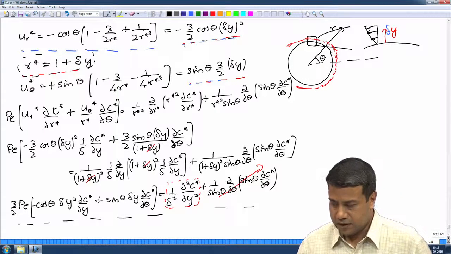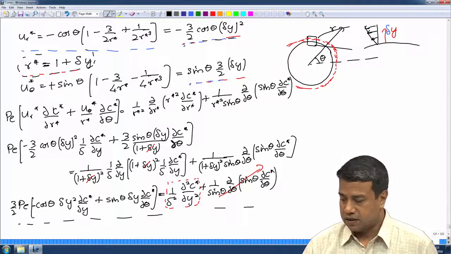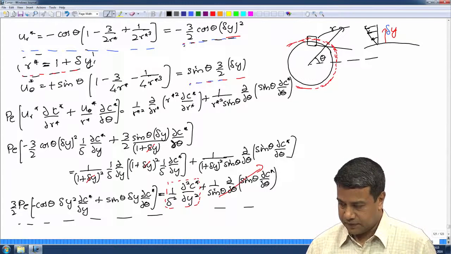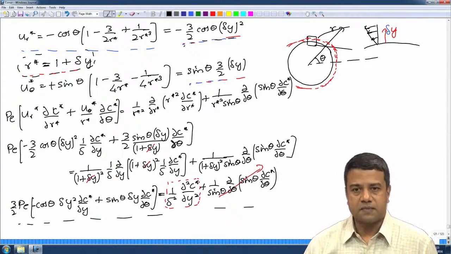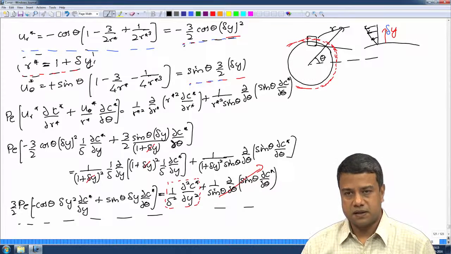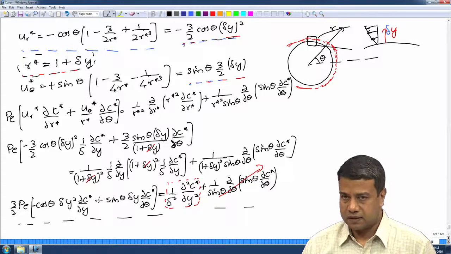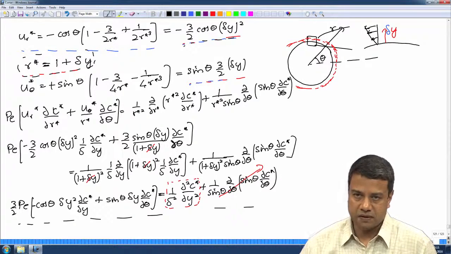Now, what we need to do is to get a similarity solution, and for that I have to define a similarity variable. In this particular case, the streamwise direction is already dimensionless, it is already an angle. And therefore, I can use that itself as a dimensionless measure of the downstream distance.